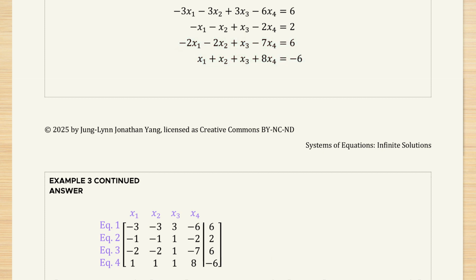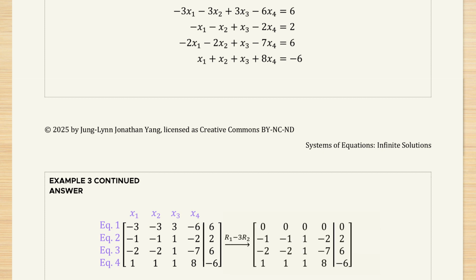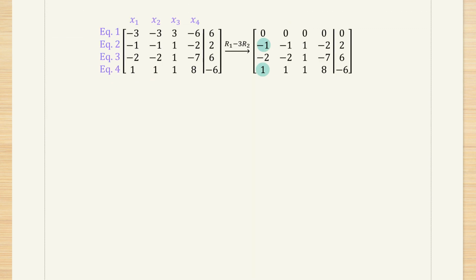Since we already noticed that equation 1 and equation 2 are multiples of each other, let's start by getting rid of one of those equations. Row 1 minus 3 row 2. That will cancel equation 1. There's that negative 1 and the 1. We can add them together to cancel one of those.